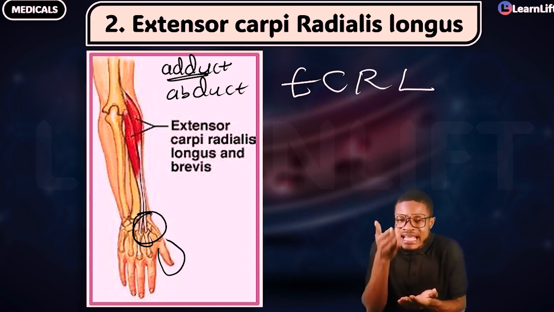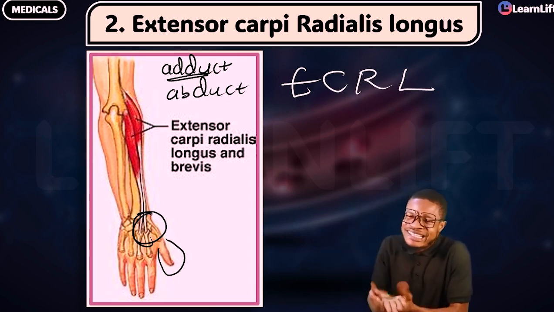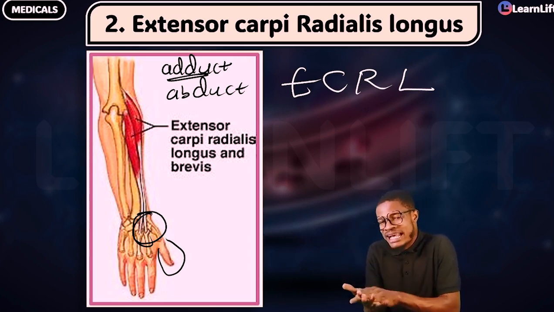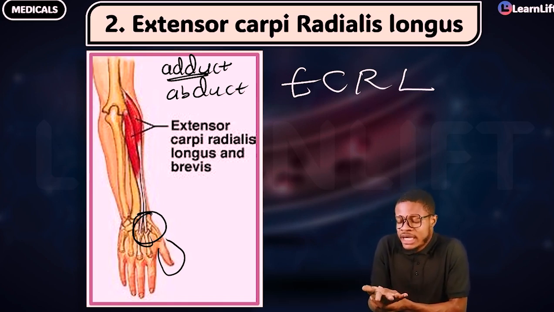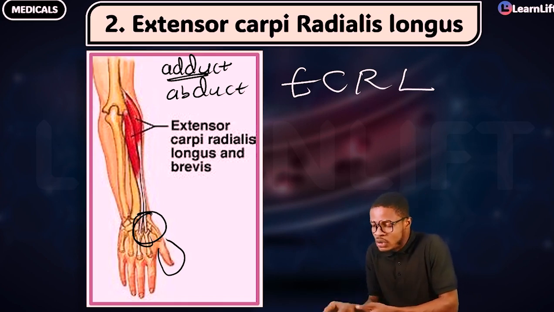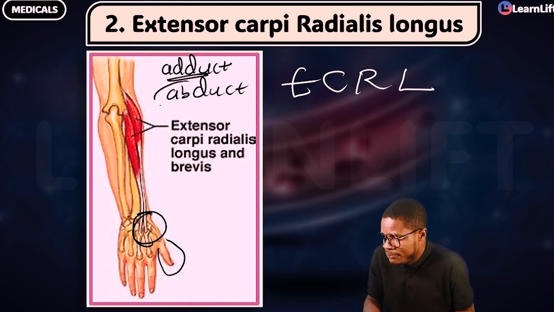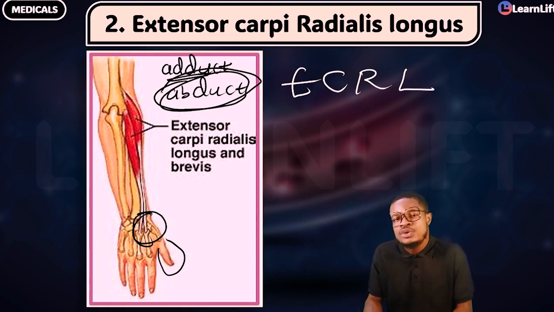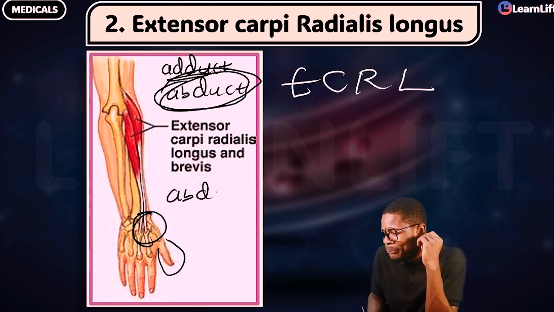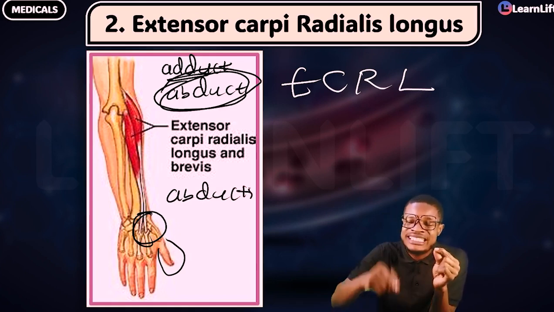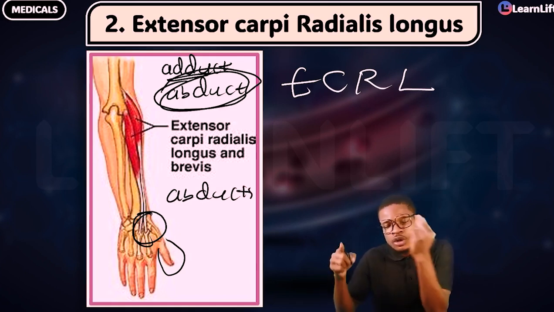So your extensor carpi radialis longus, we have two things. Number one, extension at the wrist joint, as well as what? It will help for abduction. Abduct, this is what it does. Some maybe hear what now? Abduction. That's what your extensor carpi radialis longus will carry out.